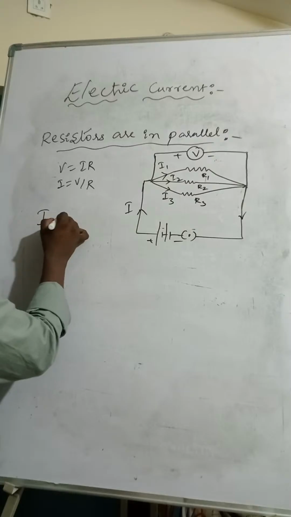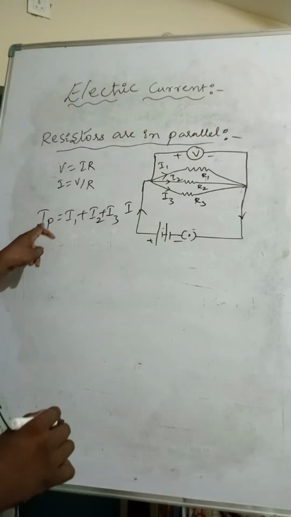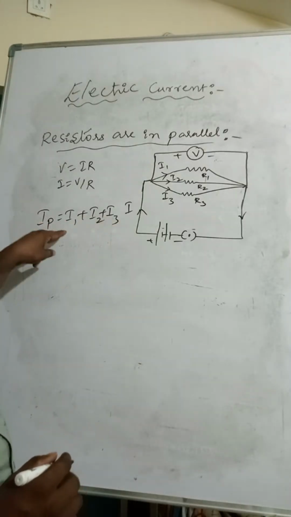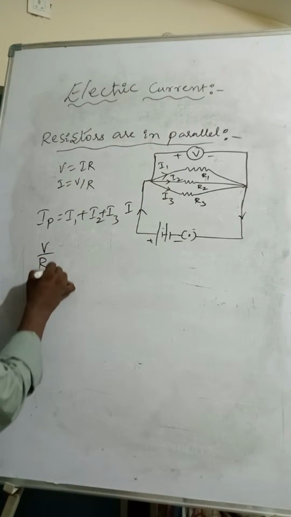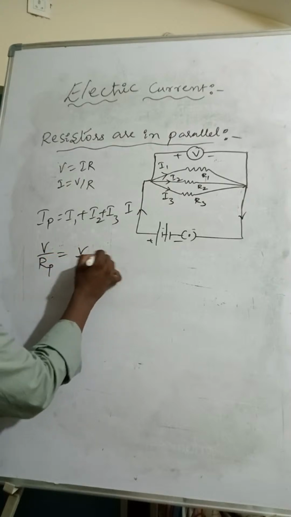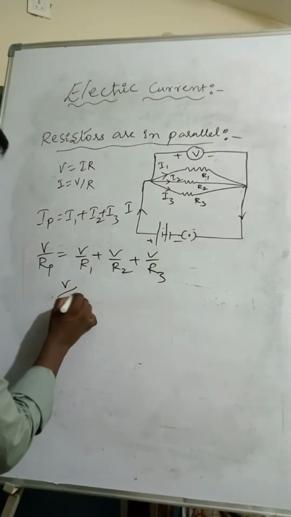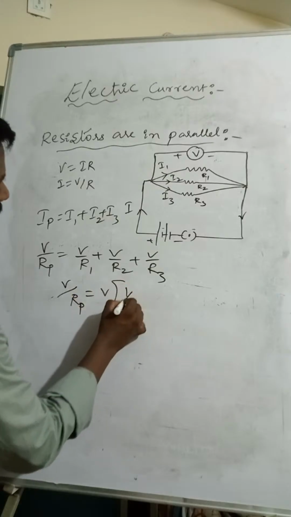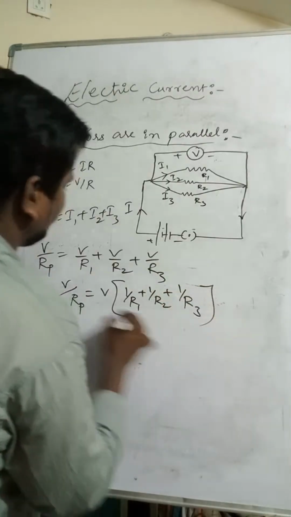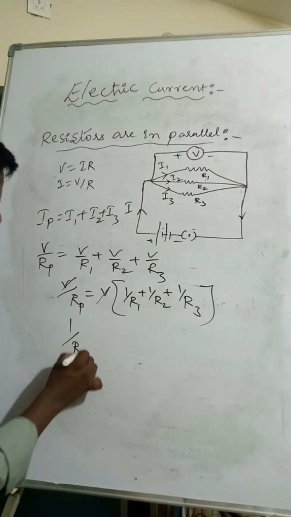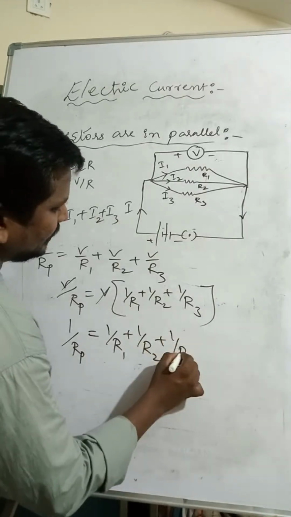Then Ip equal to I1 plus I2 plus I3. Then we can take V by Rp equal to V by R1 plus V by R2 plus V by R3. We can take V common, 1 by R1 plus 1 by R2 plus 1 by R3. So V gets cancelled, and 1 by Rp equals 1 by R1 plus 1 by R2 plus 1 by R3.